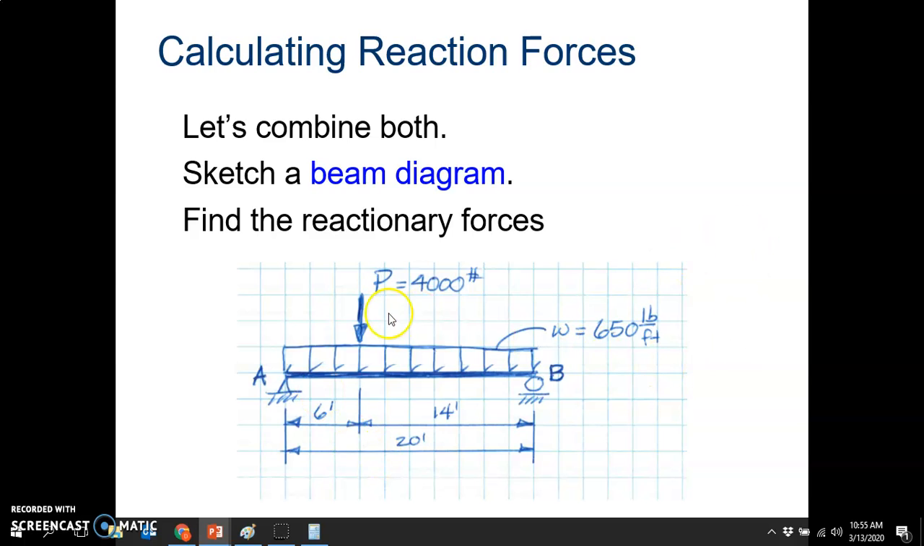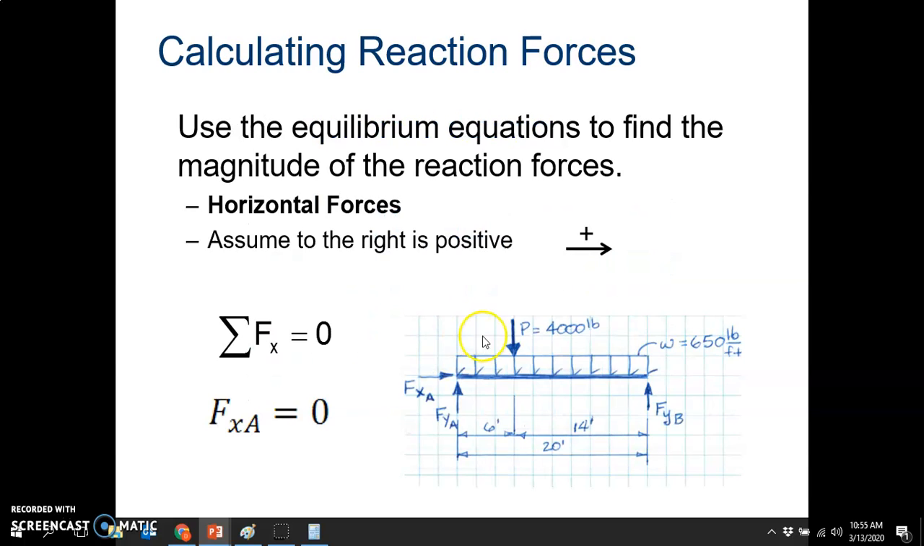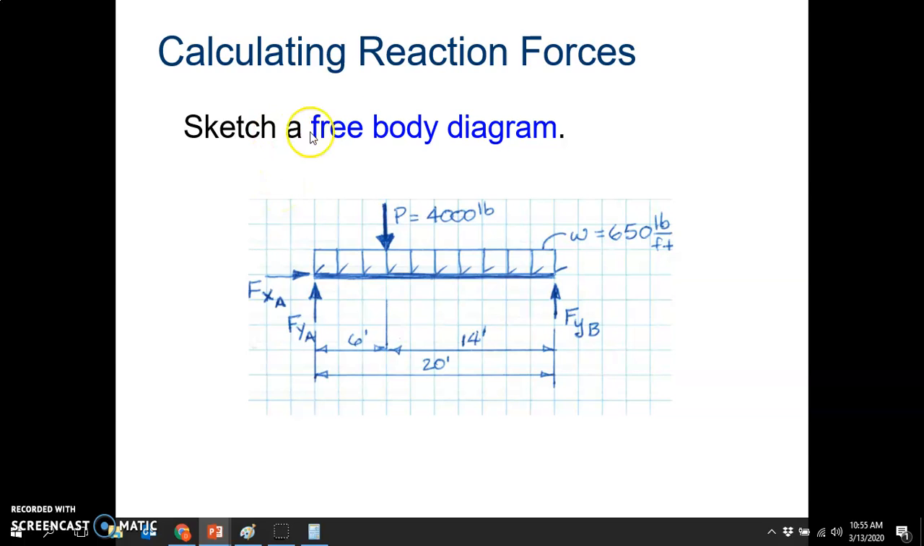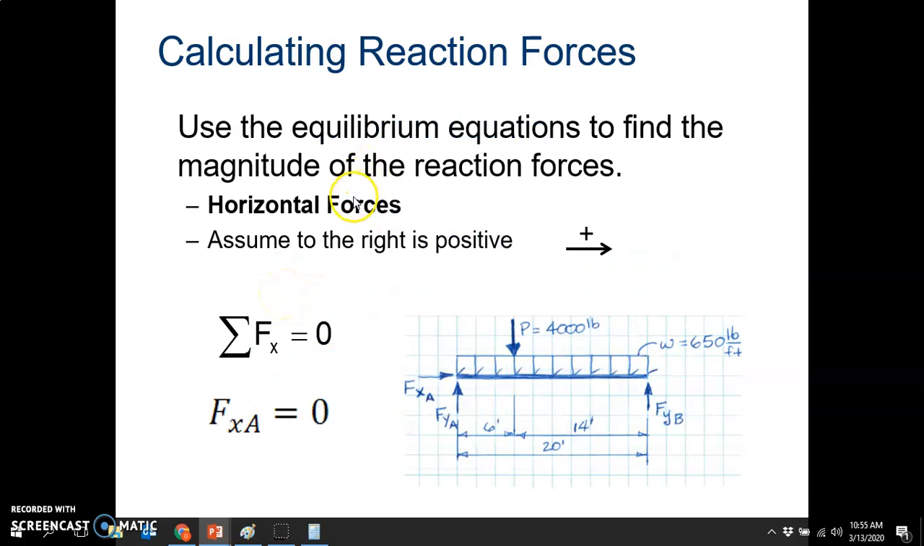Good. It's to rewrite this distributed load as a single point load right in the middle. So I have 650 pounds per foot times my total distance of this, which is 20 feet. And we're going to apply that right in the middle. So let's just, I guess, follow the PowerPoint. So we're going to sketch a free body diagram. And now we have our reactionary forces. We know that there are no horizontal forces, so we're going to ignore that.